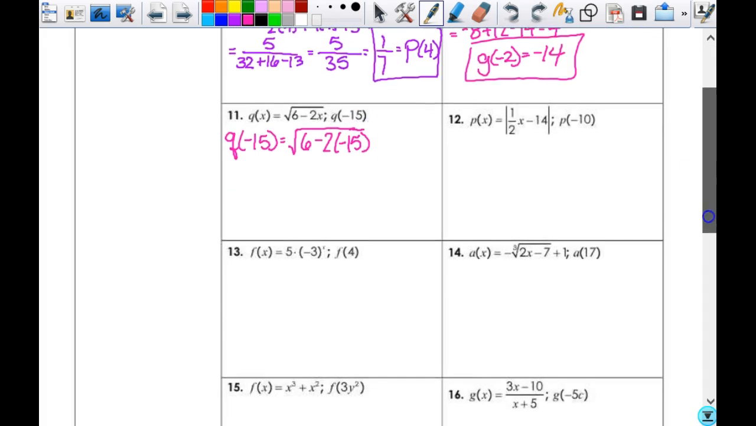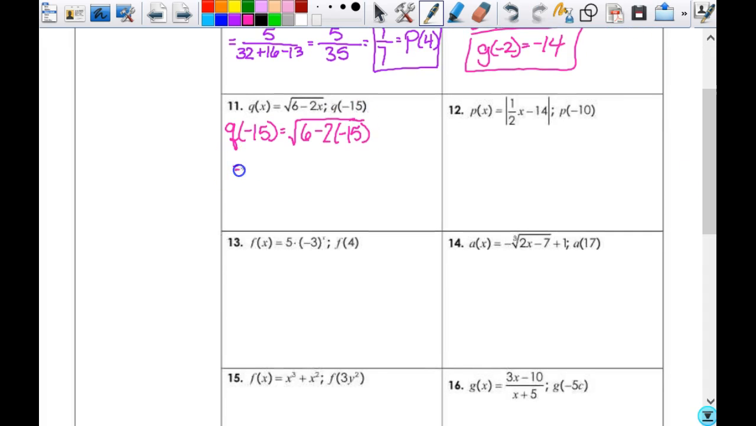What is negative 2 times negative 15? Positive 30. So this is 6 plus 30. What's 6 plus 30? 36. Square root of that is 6. So Q of negative 15 equals 6. And it's not plus or minus 6.